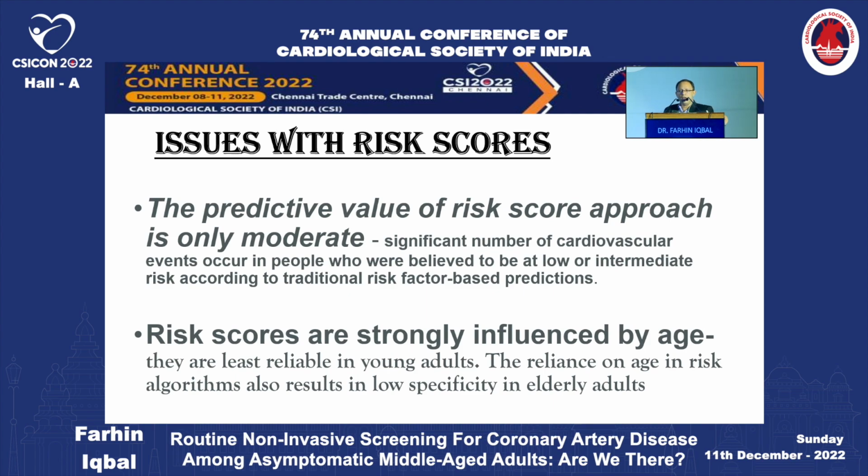The predictive value of the risk score approach is only moderate. If you look into the C statistics, which looks into the performance of these scores, it is 0.7 to 0.8. And this is, in fact, true with most of the risk scores. Even the CHA2DS2 score also has a C statistic of about 0.65 to 0.7. And the risk scores are strongly influenced by age.